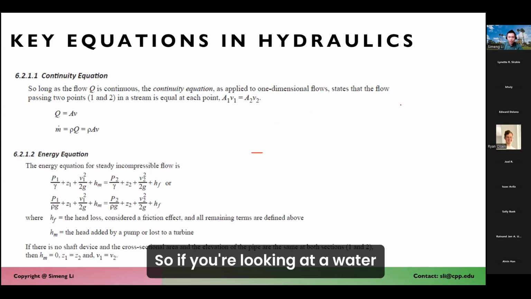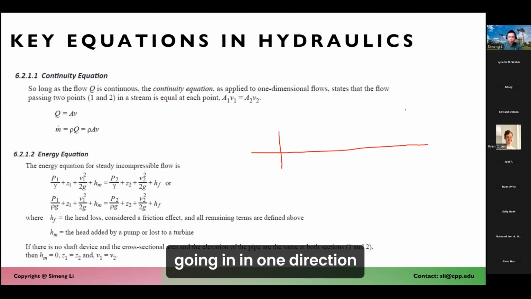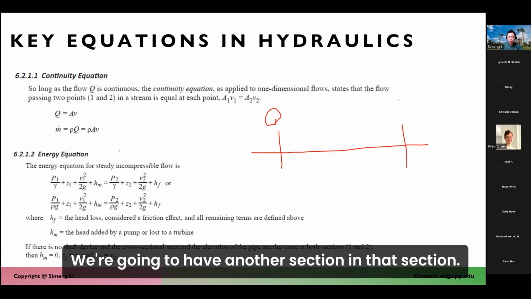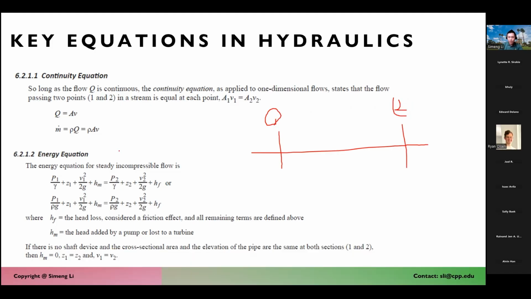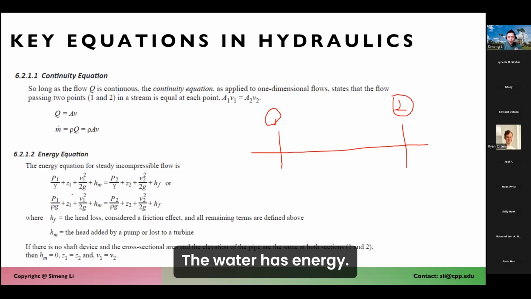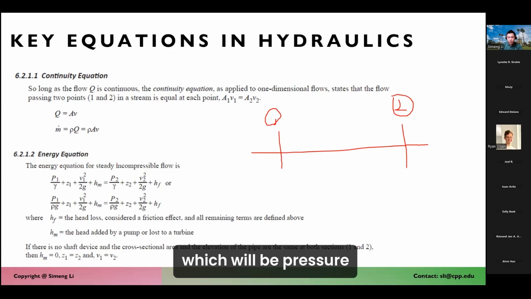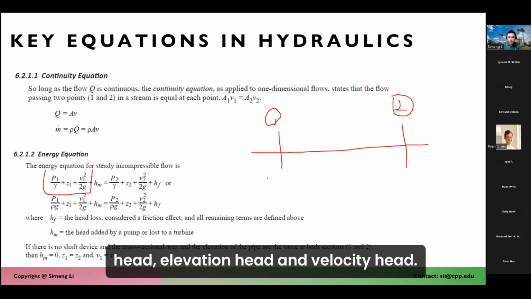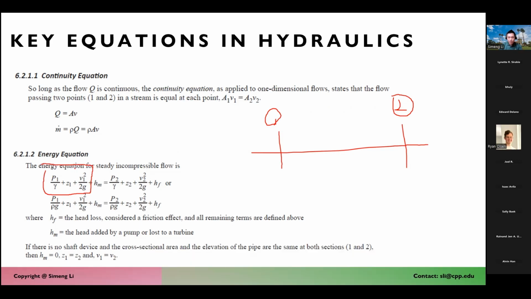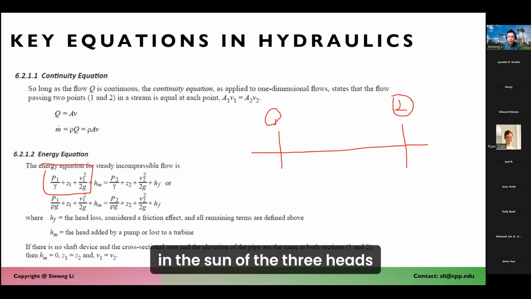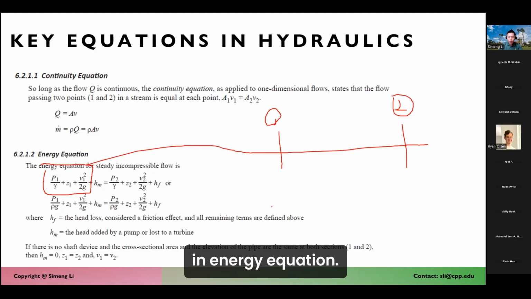So if you're looking at the water going in one direction, we have an inlet section, section 1. We're going to have another section, outlet section, section 2. The water has energy. The energy carried by water stays in 3 forms, which will be pressure head, elevation head, and the velocity head. This energy is always expressed in the sum of the 3 heads in the energy equation.